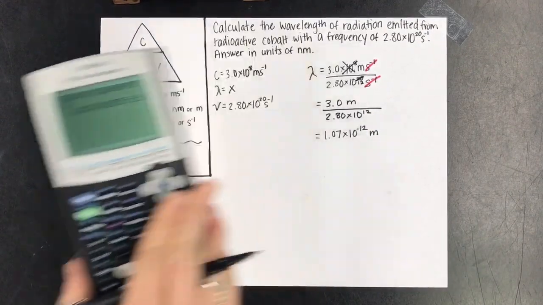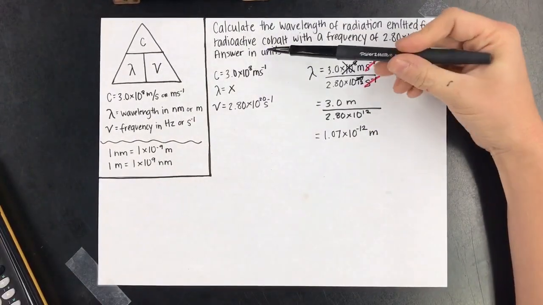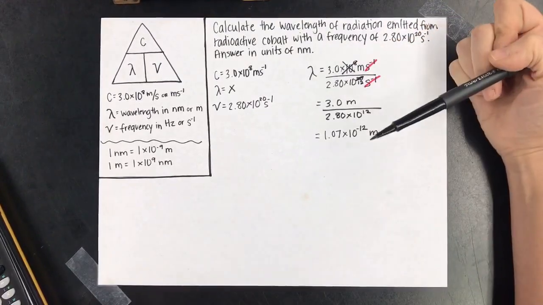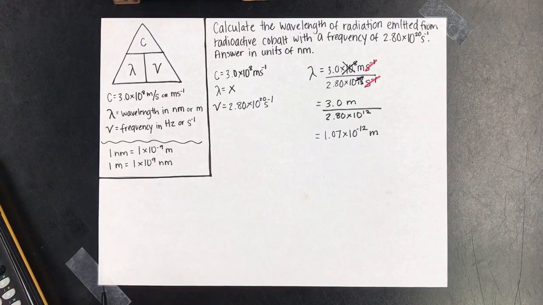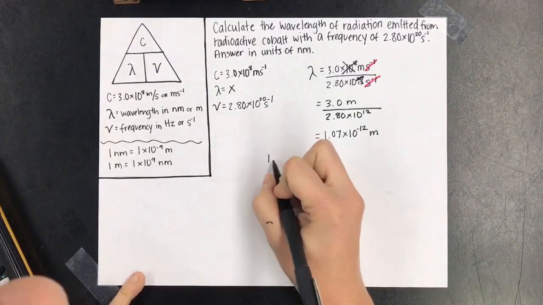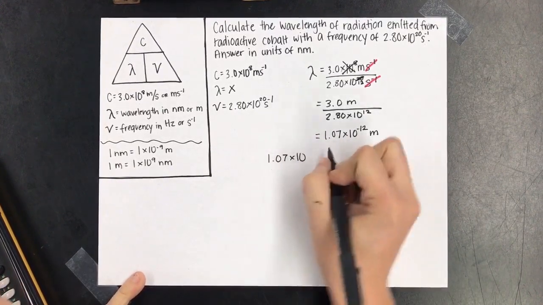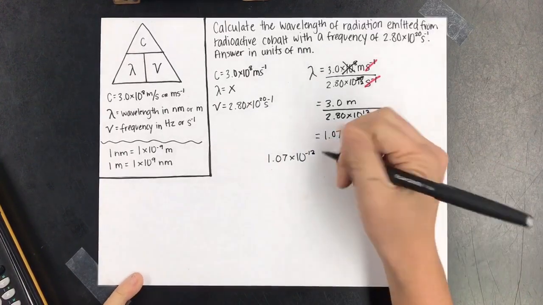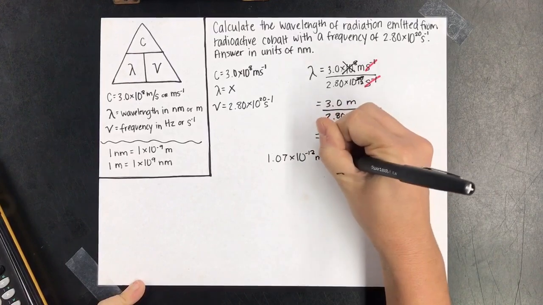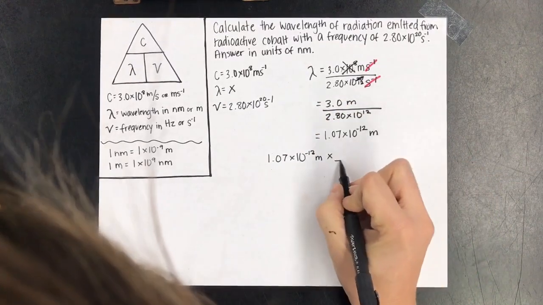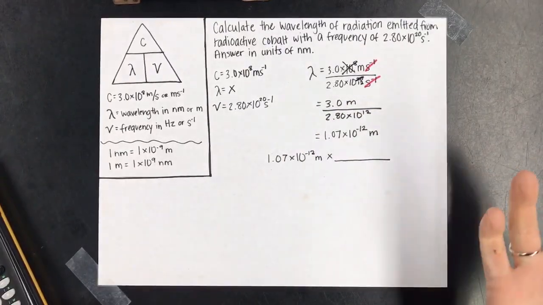Okay, but it wants it in units of nanometers. So we have to convert from meters to nanometers. And this is just a little bit of dimensional analysis. We do a lot of this, especially in stoichiometry. But my goal is I want my units to cancel, okay?